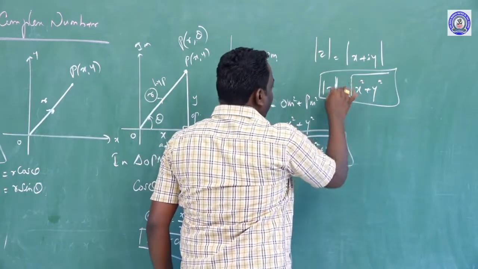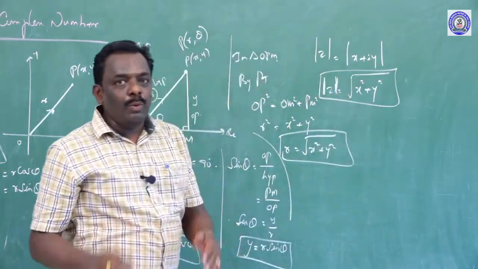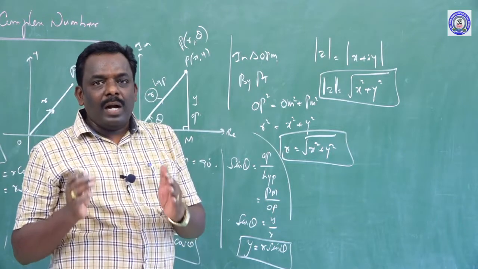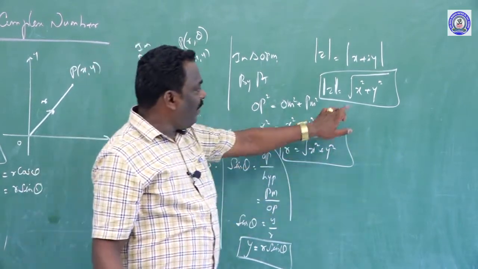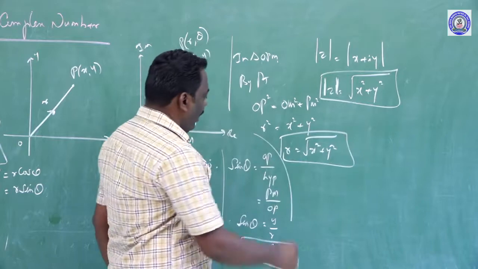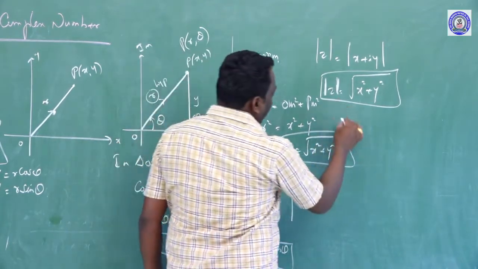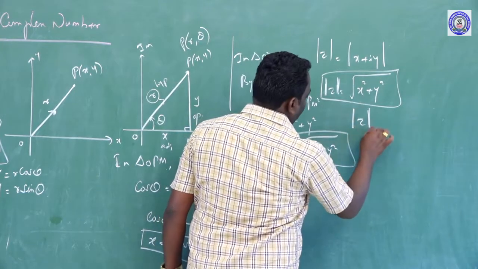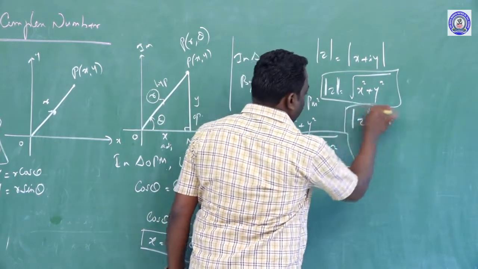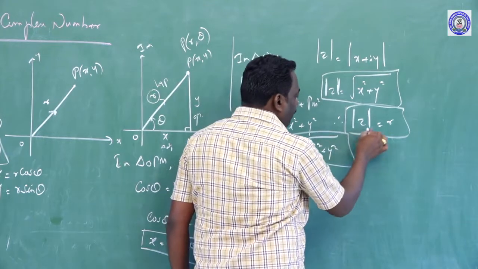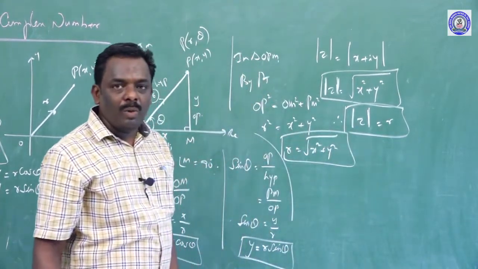What does the modulus of z mean? It is the absolute value of z, and it is in the form of the square root of x square plus y square. Now we obtain the square root of x square plus y square equal to what here? R. Therefore, we can say that the modulus of z is simply R. Modulus of z equals R.